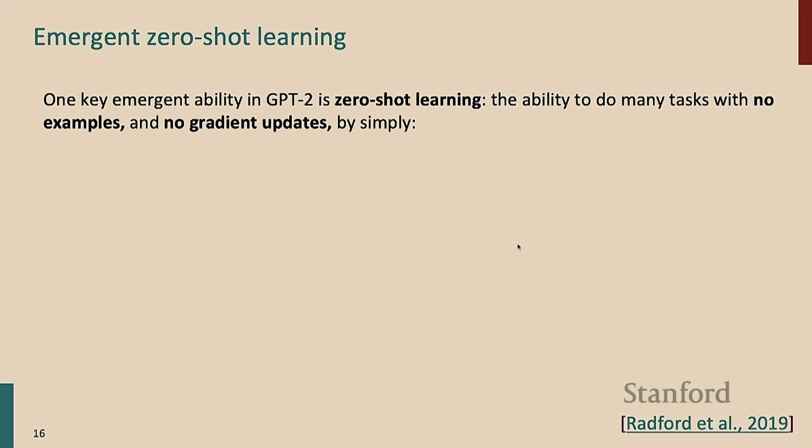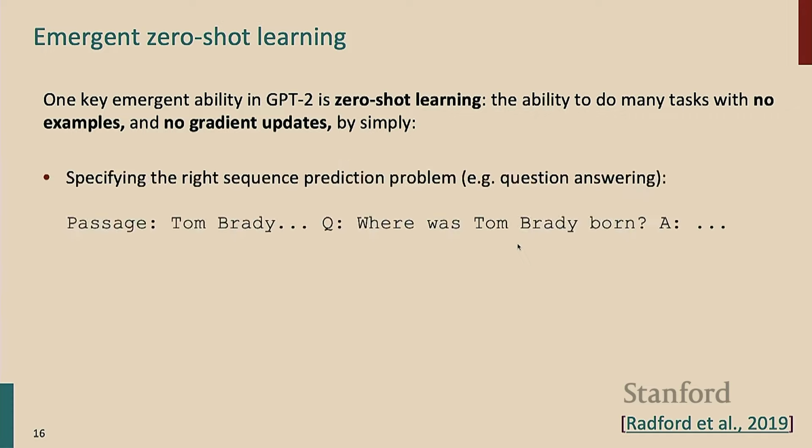Basically, I think the key takeaway from GPT-2 was this idea that language models can display zero-shot learning. What I mean by zero-shot learning is you can do many tasks that the model may not have explicitly been trained for with no gradient updates. You just query the model by simply specifying the right sequence prediction problem.